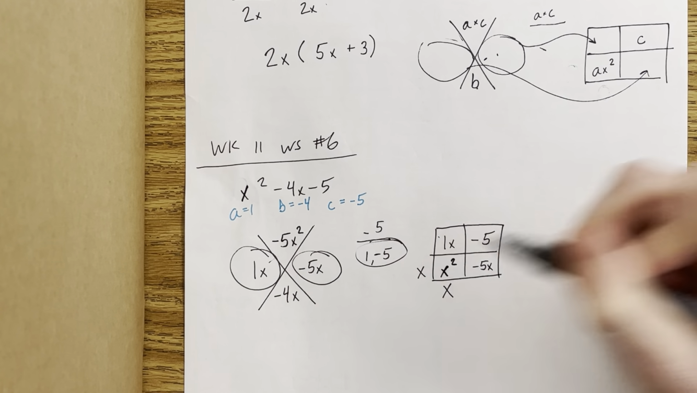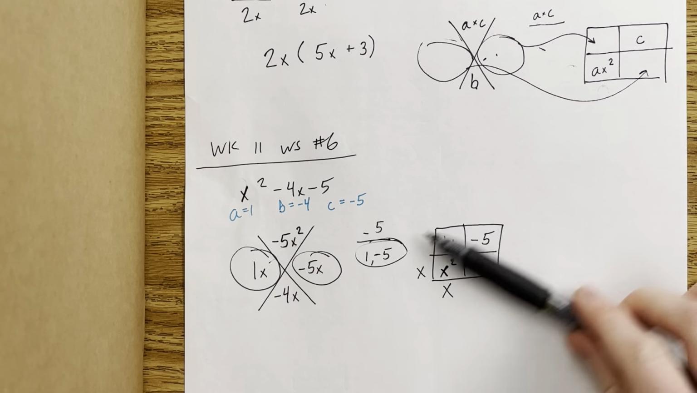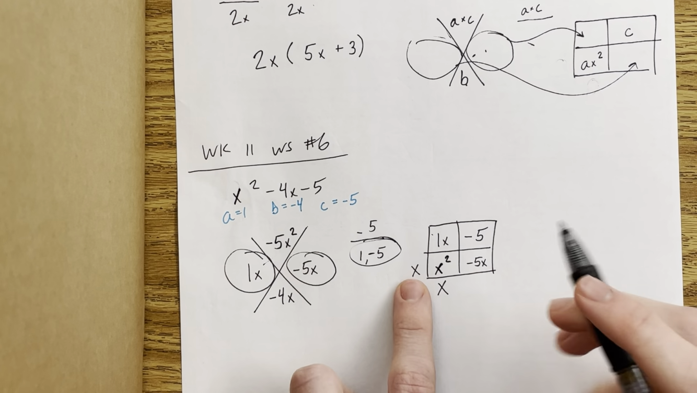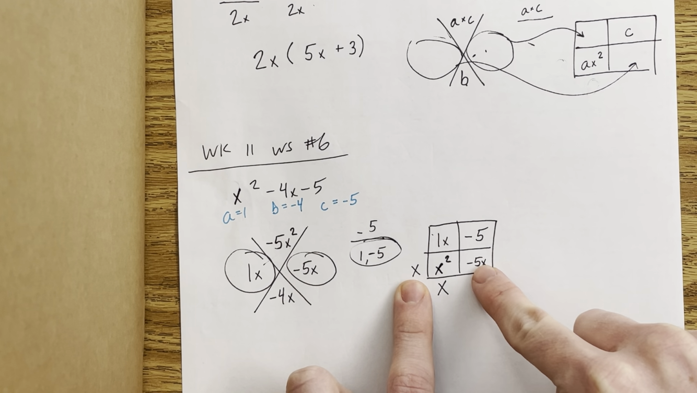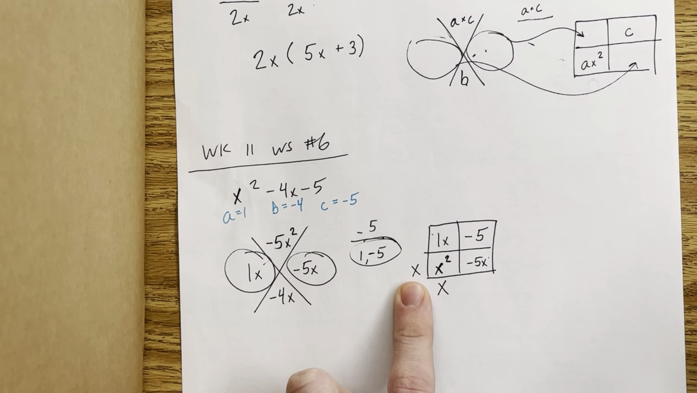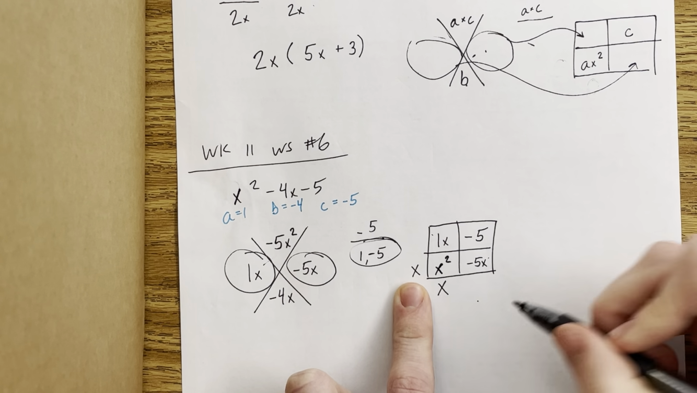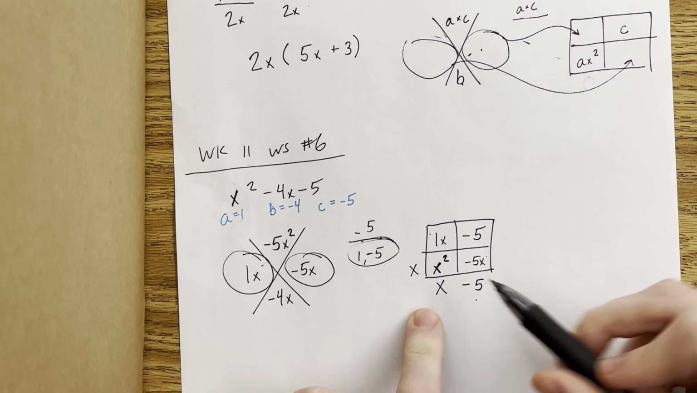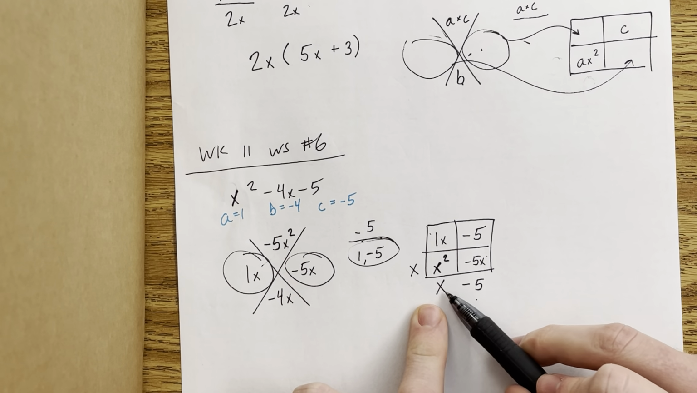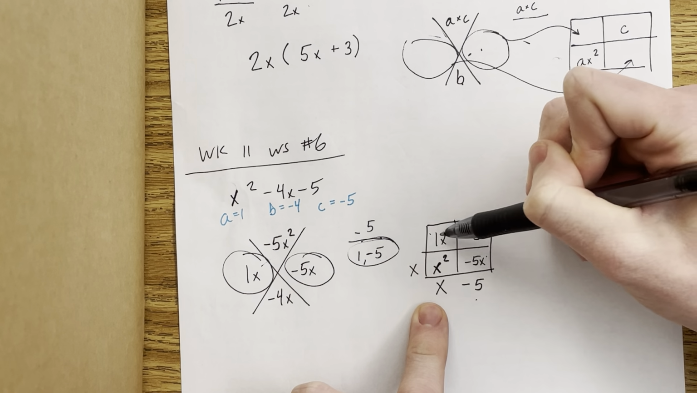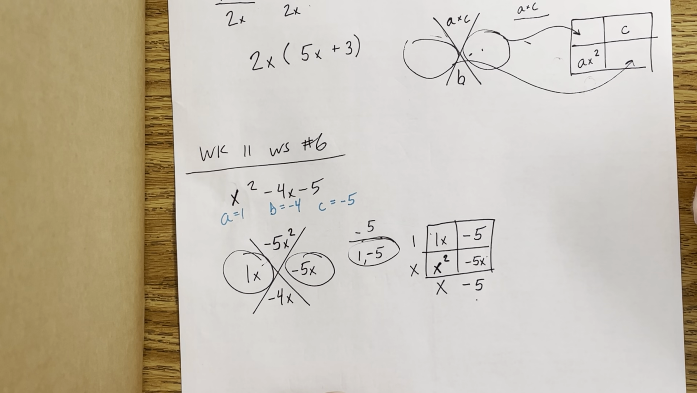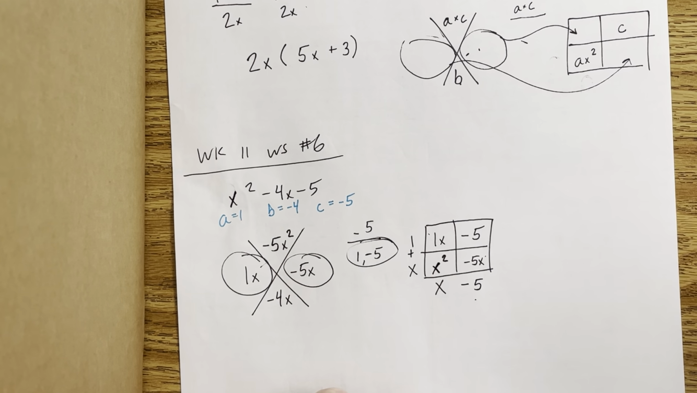That one's also x. Now you can continue to do that for the rest of these, but what I prefer to do is ask myself the question, x times what right here equals -5x? So x times what equals -5x? That would be -5. X times -5 equals -5x. And then do the same thing on the other side. So x times what right here equals 1x? That'd be 1. Is that a positive one or a negative one? It's a positive one, so I'm going to add a plus right there between them.